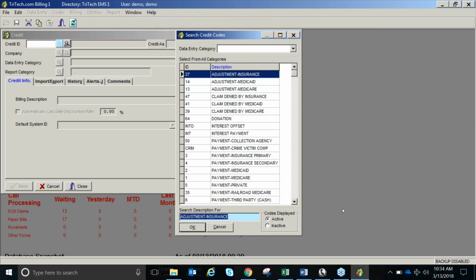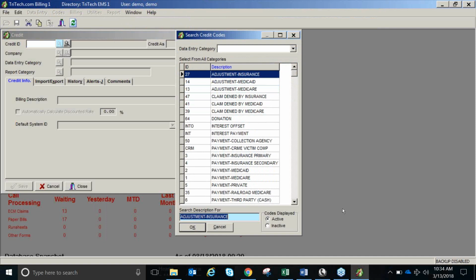Next, in this particular database, you can see that we have a donation, and I do know we have a customer out there that if they haul a patient on Christmas, they donate their time, and so they have a donation that they use for their credit code.